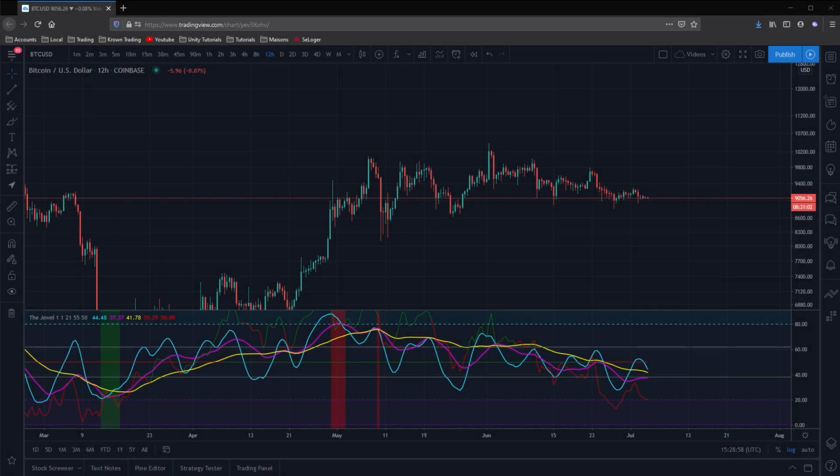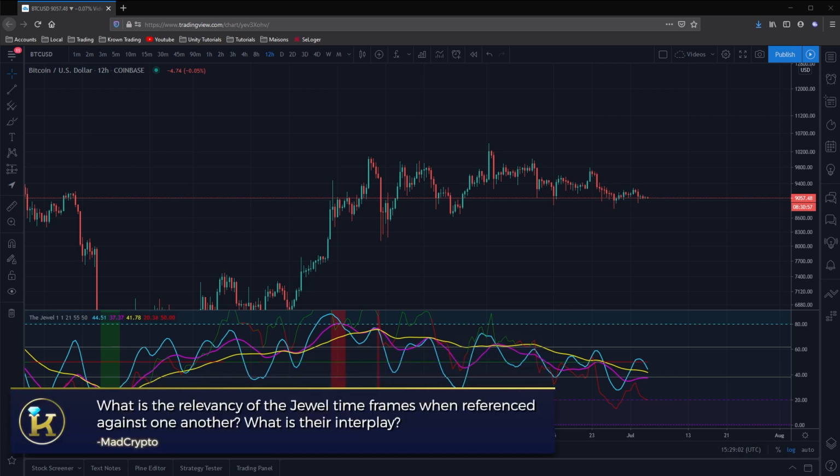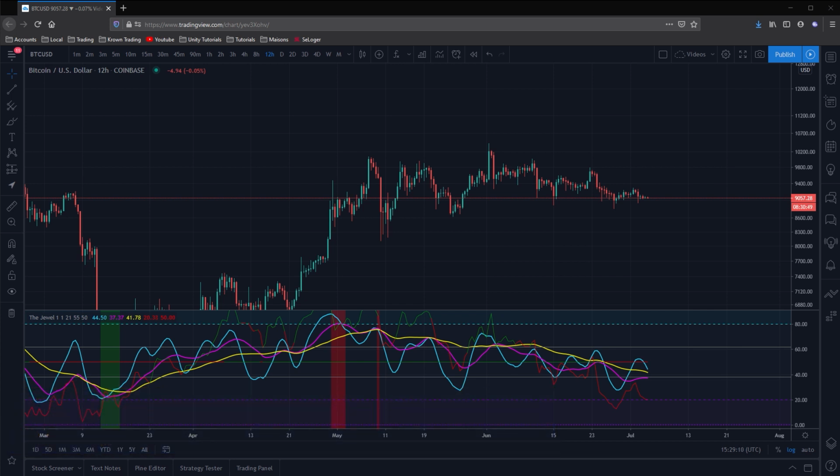The next question is from Mad Crypto. He wants to know about the relevancy of dual timeframes to each other. For example, you see a buy signal on the 4 hour and a sell signal in play or developing in a lower time frame. So how do you play those? The way I like to use it personally is this.